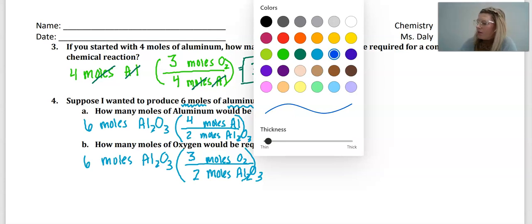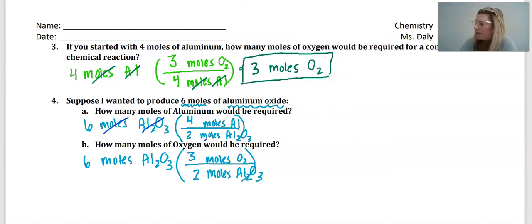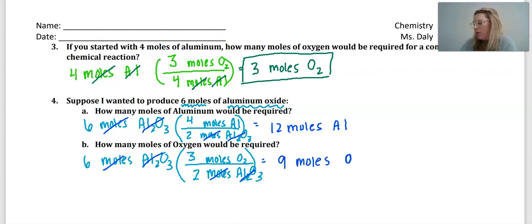Let's go through and cancel our units. So moles of aluminum oxide cancels. And so we end up with 2 problems. 6 times 4 gives us 24, divided by 2 gives us 12 moles of aluminum. And 6 times 3 gives us 18, divided by 2 gives us 9 moles of O2.